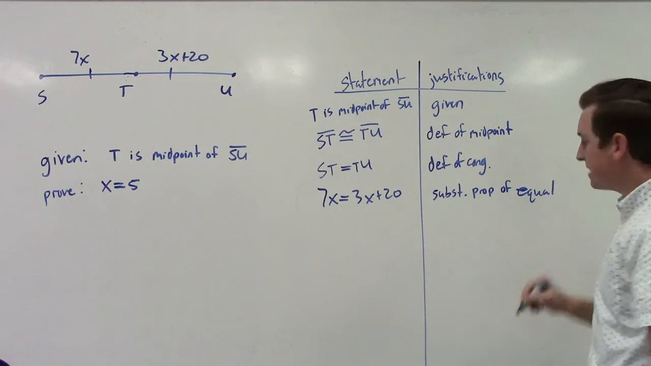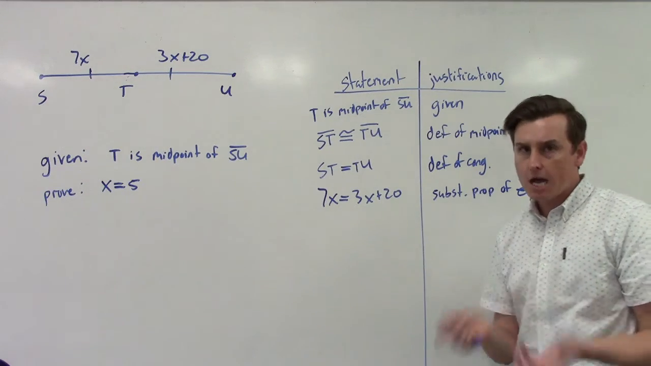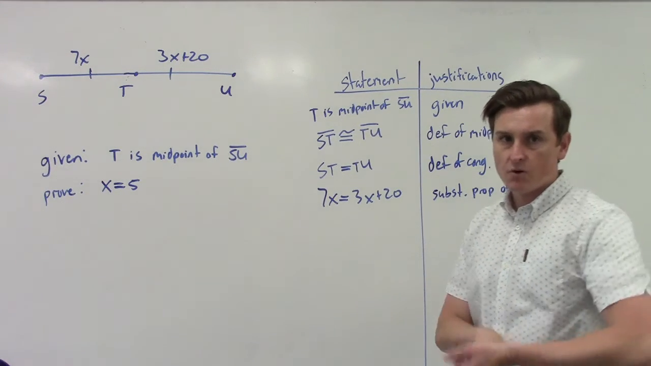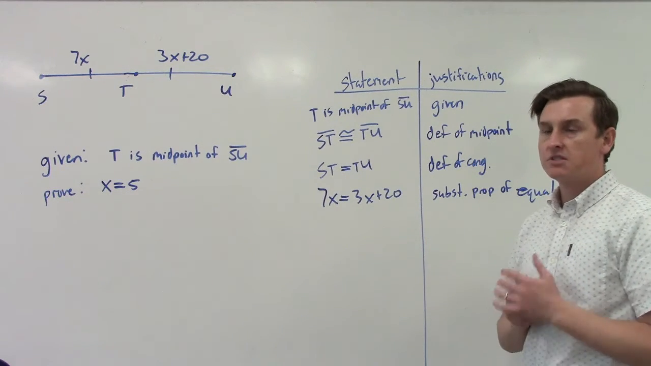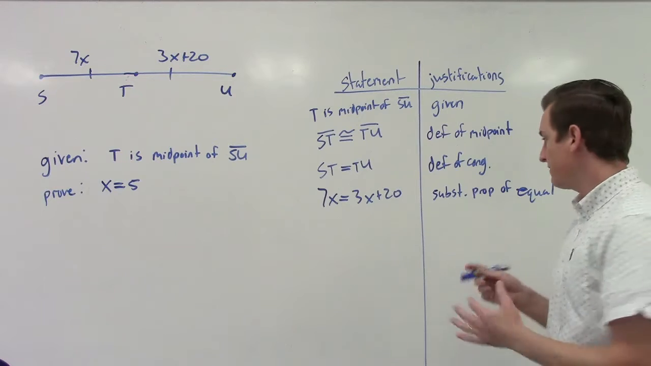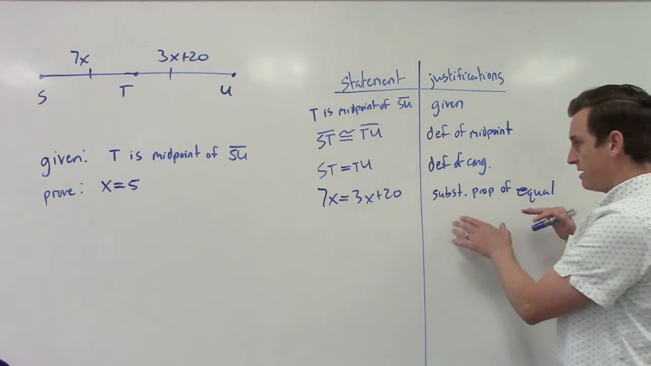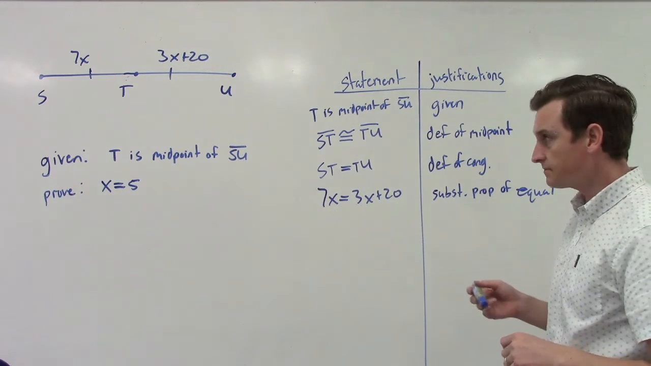Now remember, with substitution, don't just put sub, because there's a subtraction property of equality. Don't just put substitution, because there's not a substitution property of congruence. We have to be specific that we're talking about a property of equality and substitution.